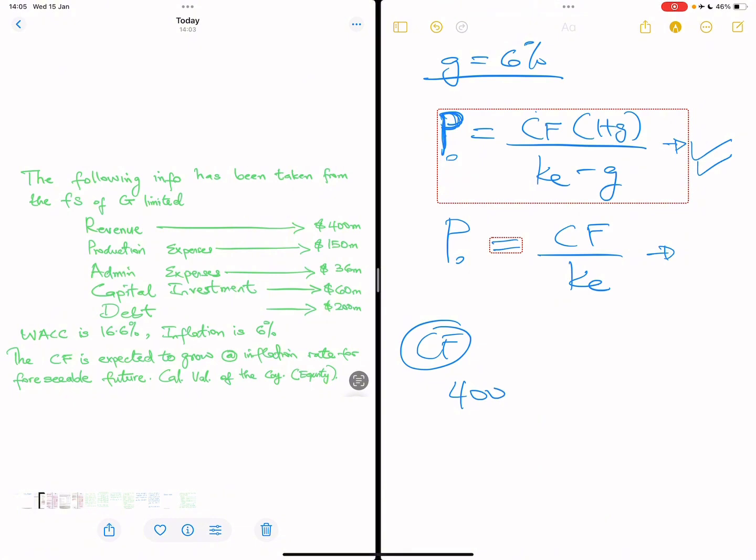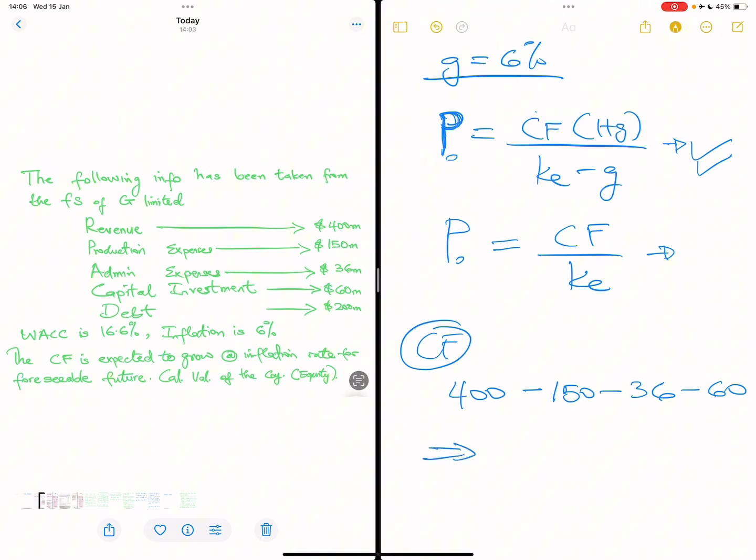So if the revenue is 400 and it's going to spend production expenses of 150 and another admin expenses of 36, then there will also be capital investment. That's also an outflow of 60. Remember, the capital investment is expected to be annual as well. Which means the net cash flow in a year is 400 minus 150 minus 36 minus 60, and that gives us 154. Remember, these cash flows are annual cash flows, so they are expected to happen every year. So 154 million every year is what we're going to make.